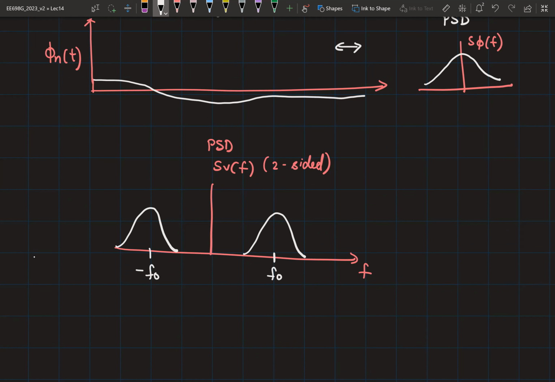And like I said, the shape of this skirt, the value of these points will actually depend upon S phi of f through some relation. We'll see the detailed derivation a little later. But is this clear? Okay.